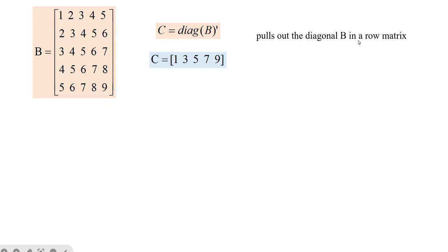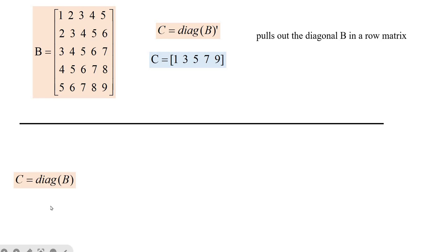Now suppose we have a matrix of order 5 cross 5, and I want to display the diagonal elements from this main diagonal. So I can write C is equal to diagonal of B, but I want this to be expressed in the form of a row vector. So what I have to do is diagonal of B and transpose. Okay, so I'll get C is equal to 1 3 5 7 9.